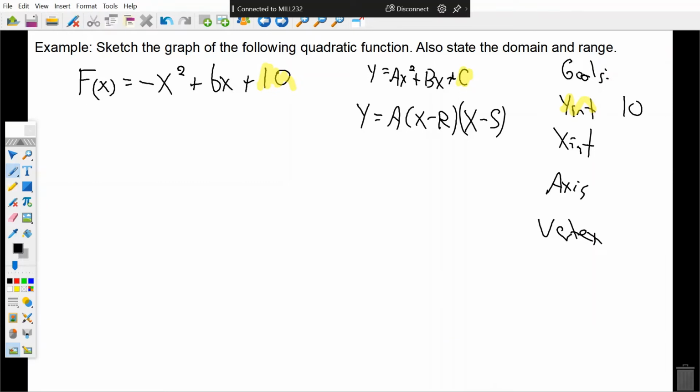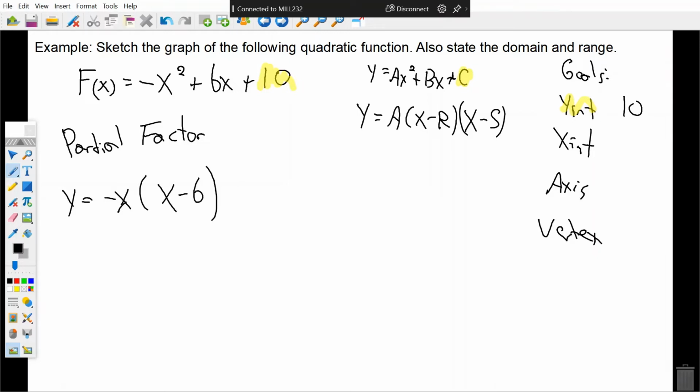To factor this, we are only able to do a partial factor, and here's what that looks like. We're going to divide a negative x out of just these first two terms, leaving us with this: y equals negative x times x minus 6, plus 10.